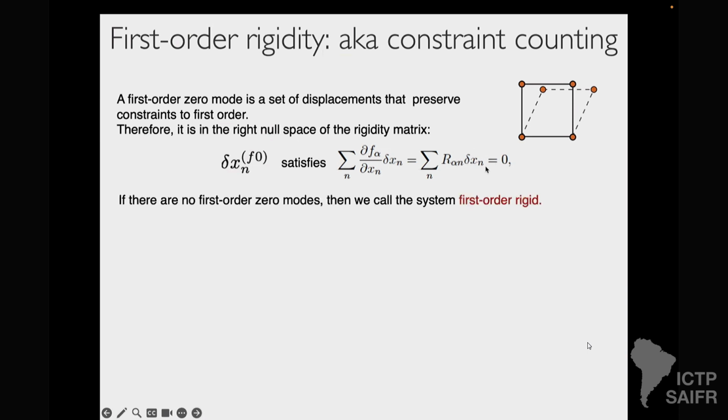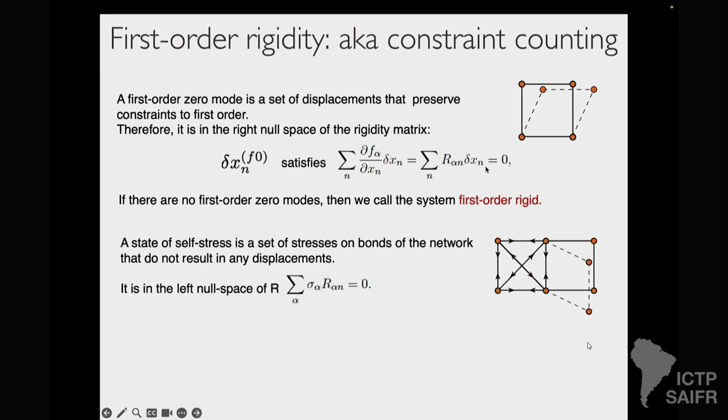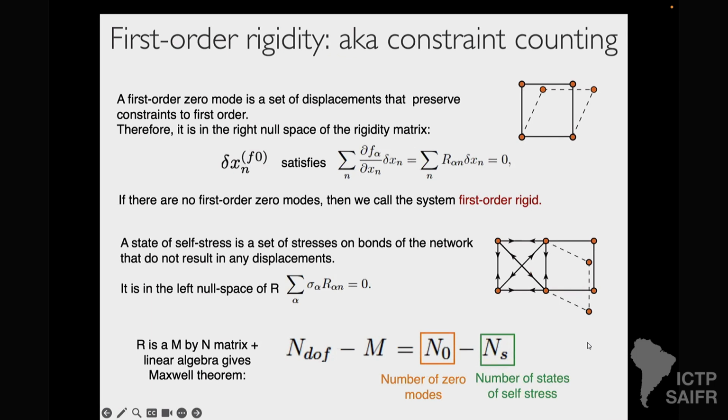Okay, if there are no first order zero modes, then the system's first order rigid. A state of self-stress, as I told you already, is a state of stresses on the bonds of the network that do not result in any displacements. What that means is it's in the left null space of R. It doesn't change the positions of the nodes. Then you can use the rank-nullity theorem and one line of algebra to derive this Maxwell-Calladine constraint counting. It is just first order rigidity. Those two are the same thing.